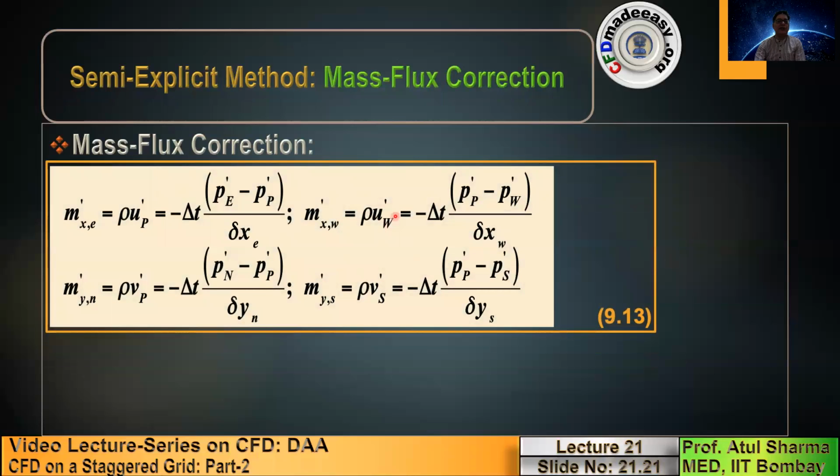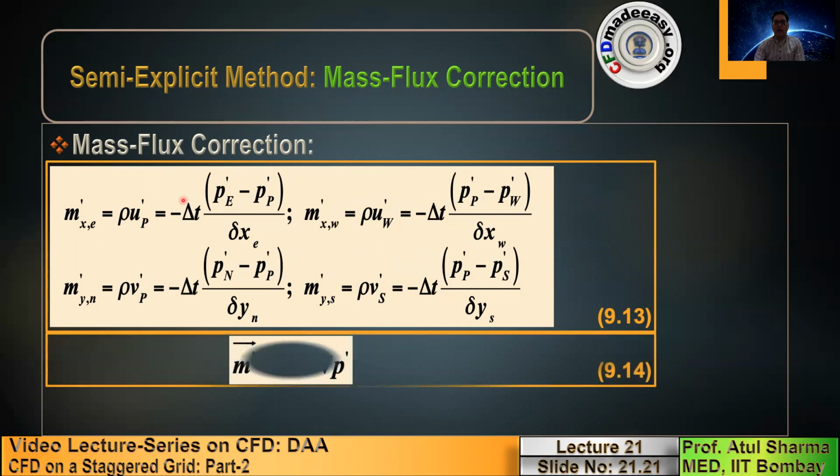This is the final expression. In the previous slide I had shown UP prime and VP prime. Similarly, you can obtain UW prime and VS prime, and this is for the four different faces of the control volume. You can get these mass fluxes, and if you look into this mass flux correction equation, it is very similar to Fourier law of heat conduction, where instead of conduction flux you have the mass flux correction, and instead of temperature you have pressure correction. And instead of minus K, here you have minus delta T.